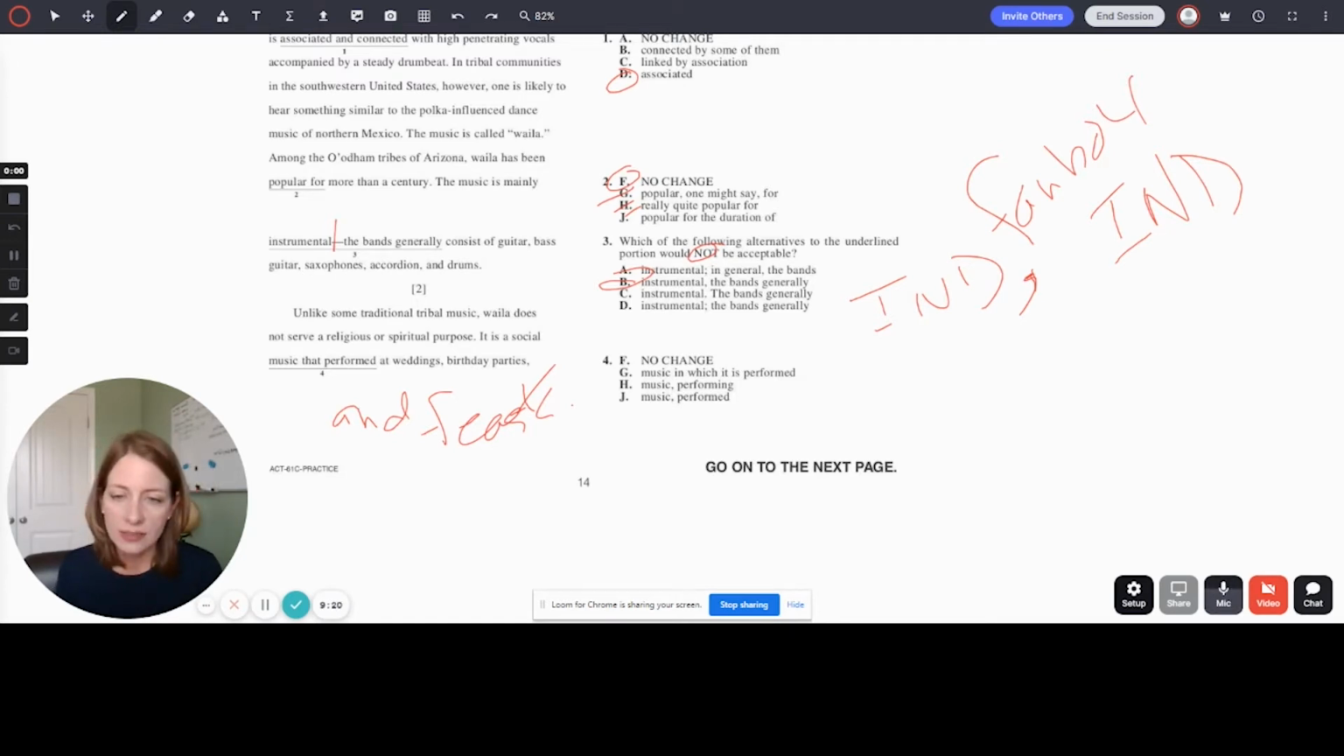Okay. All right. It is a social music that performed at weddings. That feels weird. It is a social music in which it is performed. That's long. It is a social music performed at weddings, birthday parties, and feasts. It is a social music. It feels like it should be like "that is." Like, it is a social music in which it is performed. That's just long. It is a social music performing. No.